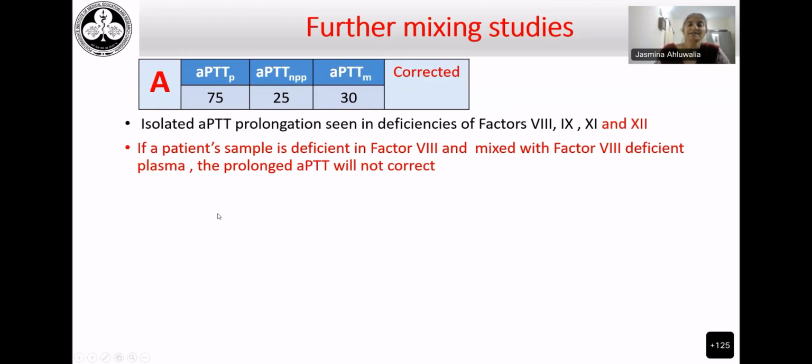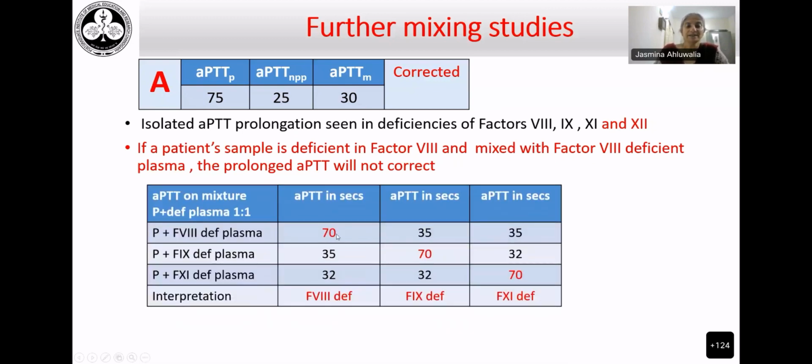If there is a factor 9 deficiency in the sample and we add factor 9 deficient plasma, again the APTT will not correct. So in this example, suppose to the patient's plasma we add factor 8 deficient plasma and we see that the APTT is not correcting, but it corrects with 9 and 11 deficient plasma, then we say that this is a factor 8 deficiency.